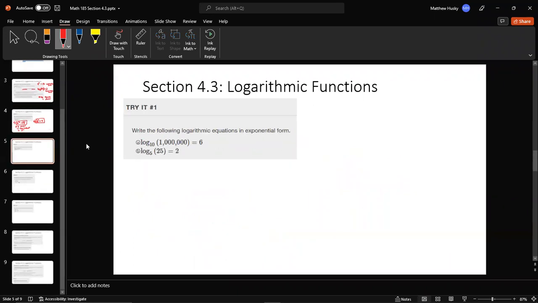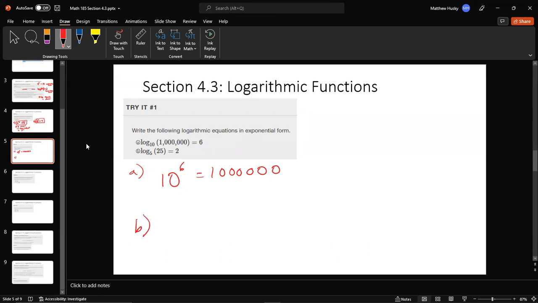All right. Write the following logarithmic equations in exponential form. Okay, so this shouldn't be too bad for us here. We've got 10 is the base. The power is going to be the 6 that it's equal to. And then that should equal the number that's inside, which is 1 million. And fun fact, a power of 6 is going to be a 1 with 6 zeros.